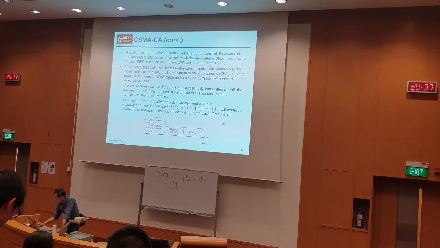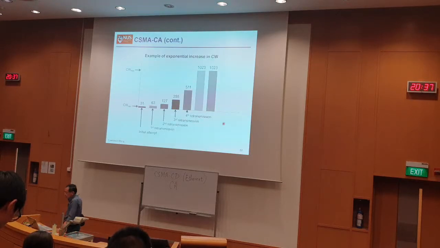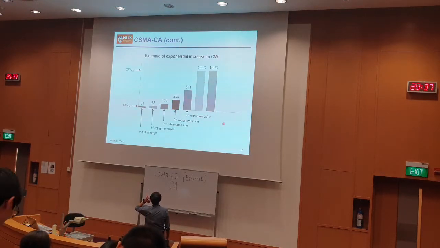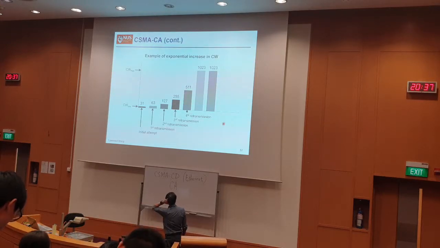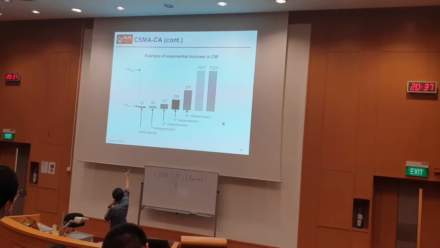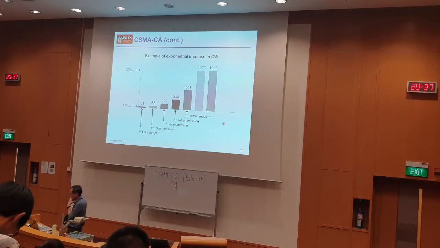Then the next slide shows you the growth of the contention window. In this case, the initial value is set to 31. The maximum value is 1023, and you can see it's doubling. Basically, it's a power of 2 minus 1. It's 2 to the 5 minus 1, 2 to the 6 minus 1, 2 to the 7 minus 1. You can see, right? Okay, doubling.